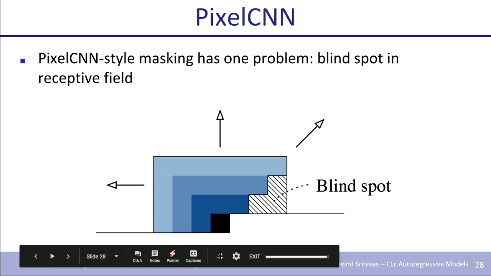Questions about this? Yes? Is it possible to rotate images? So the question is, is it possible to rotate images? Why do you ask? Because that could get rid of the blind spot. So the proposal is to rotate images so that we can get rid of the blind spot. But the problem is, in the rotated version, there are blind spots too. Right, but if you have multiple iterations. So the question is, can you do multiple iterations to kind of sum different models together?